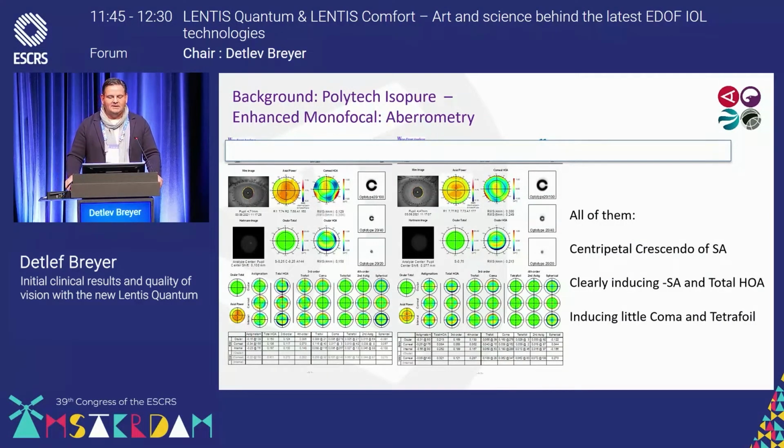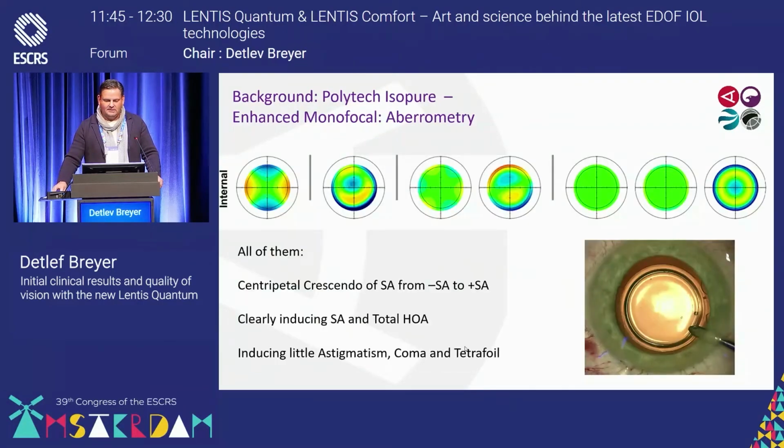Then we compared this with the Polytech Isopure IOL, and with the Isopure IOL you can clearly see on the far right-hand side of the aberrometry that they really have a real crescendo of the spherical aberration from minus to positive spherical aberrations, clearly inducing spherical aberration, total higher order aberrations, which again in reverse means more photopic phenomena.